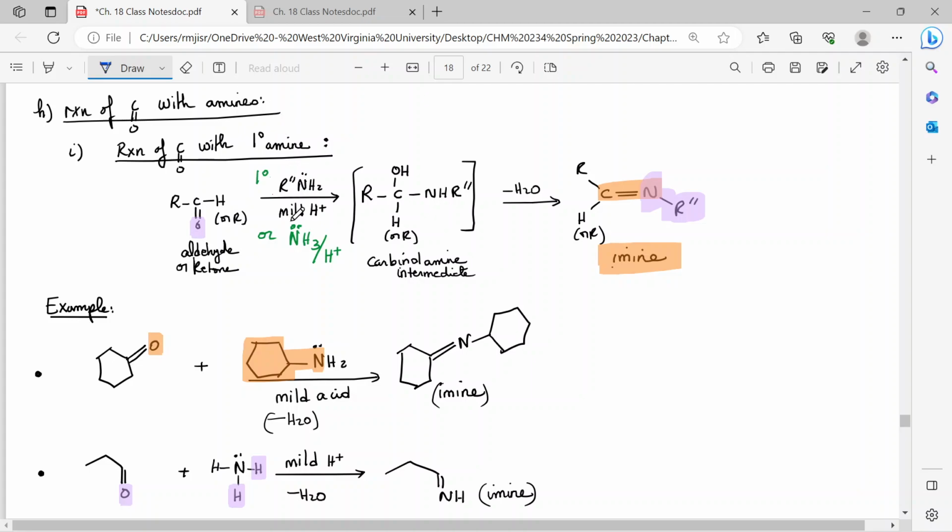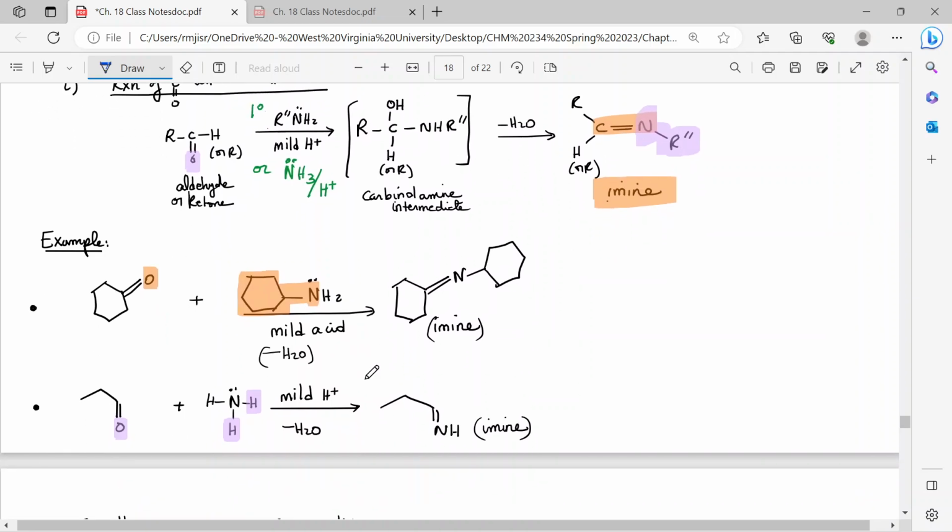Amines are classified into ammonia, primary amine, and secondary amine. The reactions for ammonia and primary amines are the same because both have two or more hydrogens. So you can lose two hydrogens from the nitrogen and an oxygen from the carbonyl. Combine everything together and you're going to get an imine product. Imine is a carbon double bond nitrogen product. Let's have an example over here.